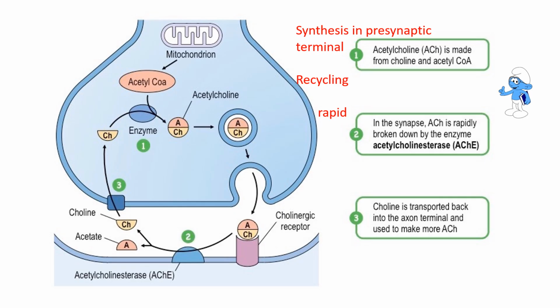This is an example of small molecule rapidly acting transmitters. And as we said, the synthesis machinery is present in the presynaptic terminal. This is acetylcholine synthesis, and it will be released quickly from the vesicles, act on the receptor, then be recycled and resynthesized again within this presynaptic terminal.